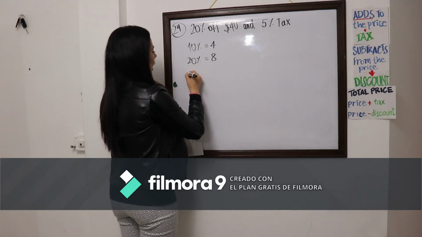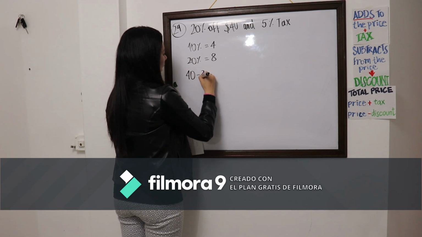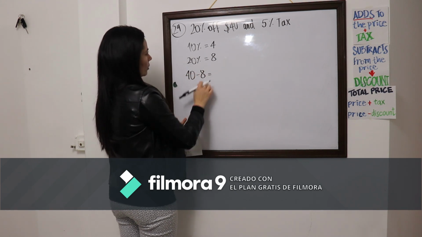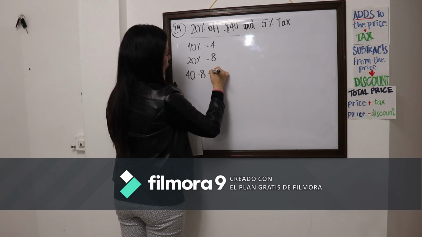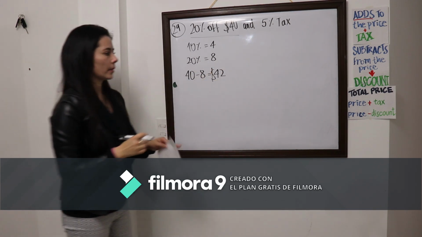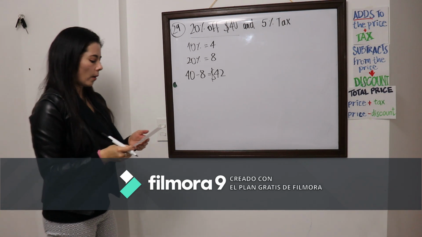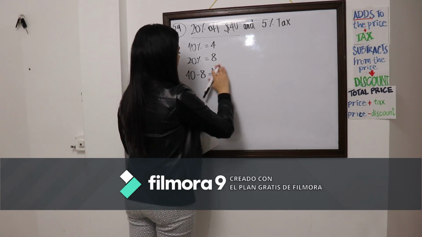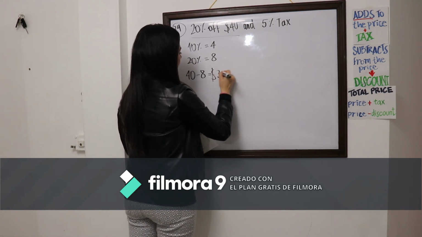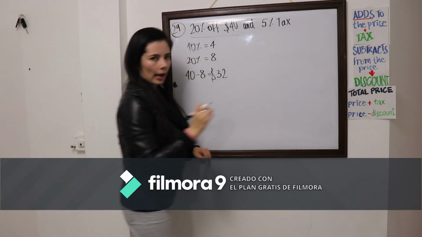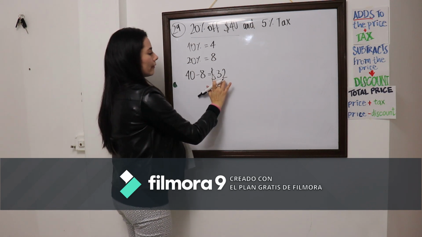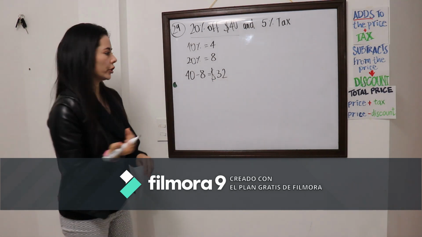So what I'm gonna do now is that I take the $40 and I subtract the $8, which is this part over here. And that is gonna be $42, okay? Now, sorry, not 42, 32. Now I need to get the 5% tax. So I gotta get the 5% for $32.